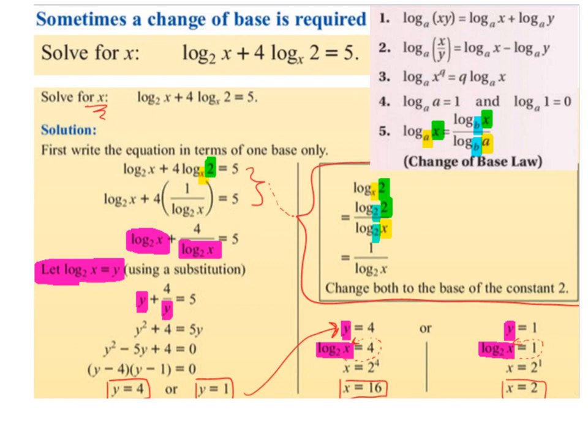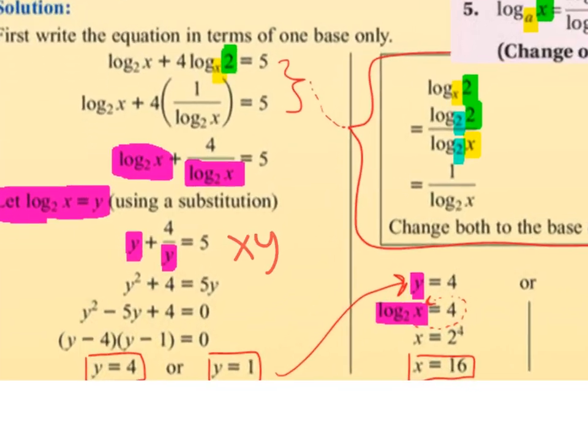So next we're going to multiply across by y. And y multiplied by y is y squared. And 4 over y multiplied by y, well the y's will cancel, leaving us with 4. And 5 multiplied by y is 5y. So we did this because we wanted to get rid of this fraction. So we have y squared plus 4 is equal to 5y.